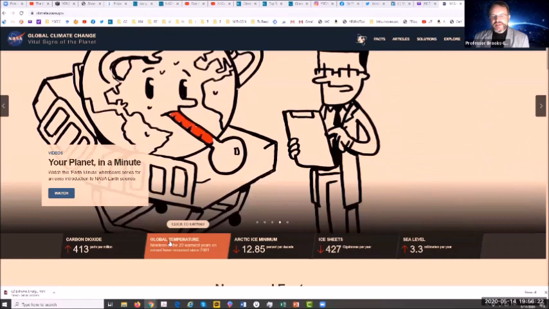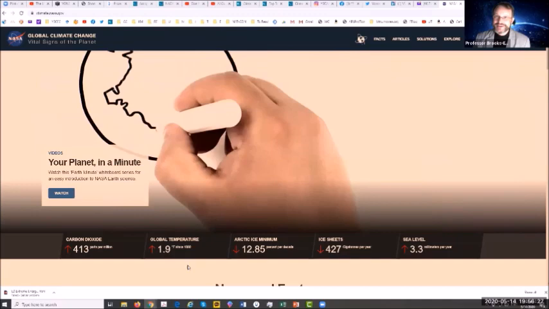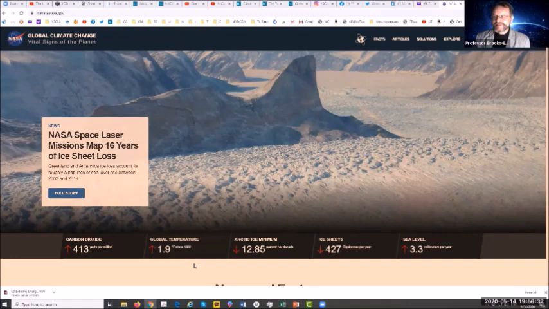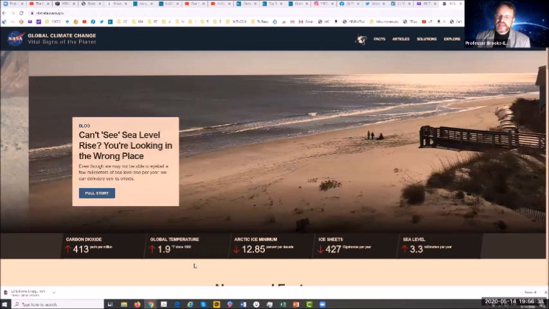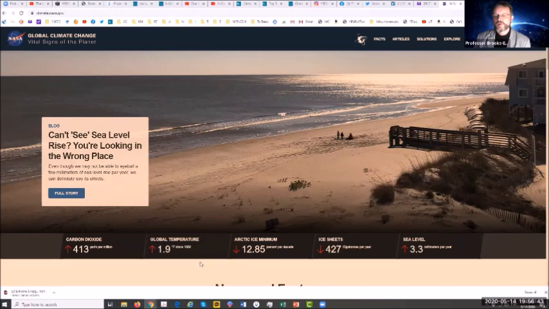Cool. So this also has global temperature. This is in Fahrenheit. I mean, who uses Fahrenheit? Yeah, my home country, the United States. So if you were to convert this to Celsius, it would be about 1.1 degrees Celsius, which means that we don't have a lot of time to bend the curve on global carbon emissions to keep it under 1.5.